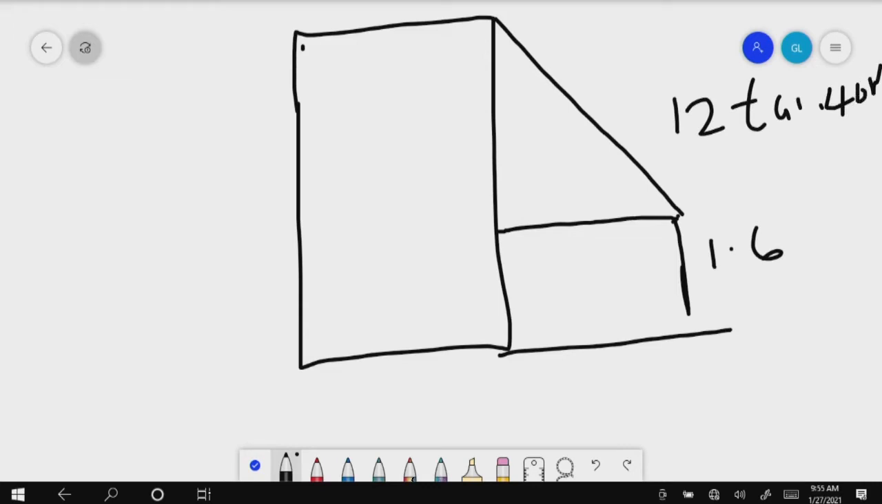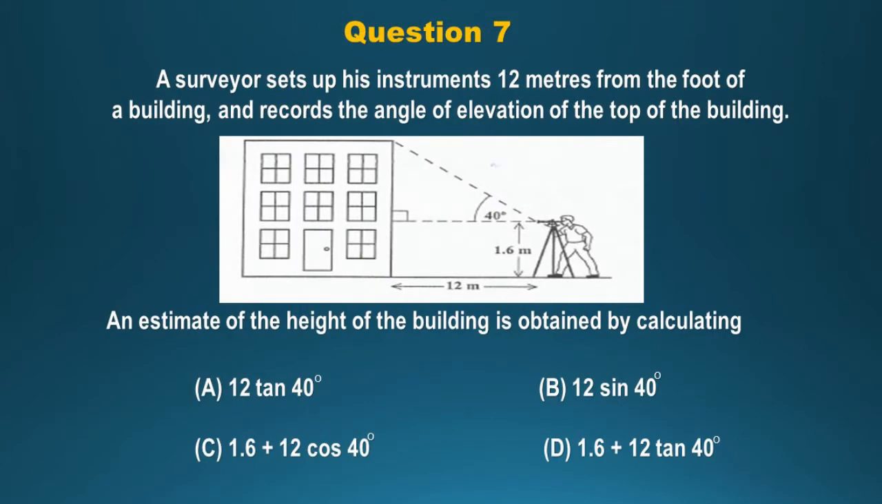But we need to include the height of the surveyor to have the total distance from the base of the building to the top of the building. Therefore, the total height of that building would have been 12 tan 40 plus 1.6 meters. And our solution there would have been D.